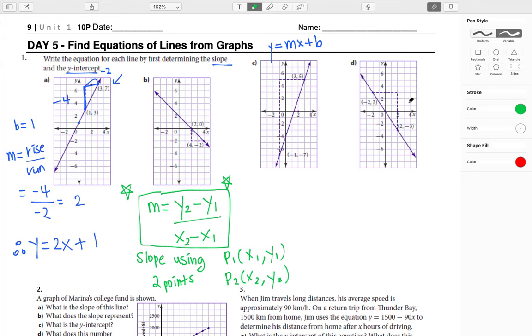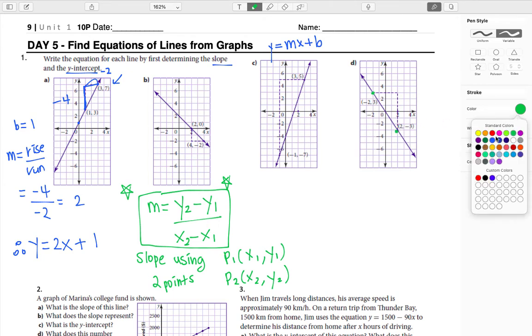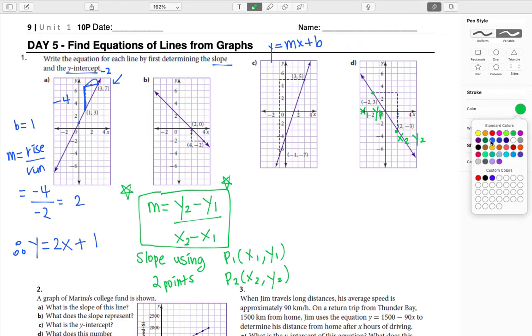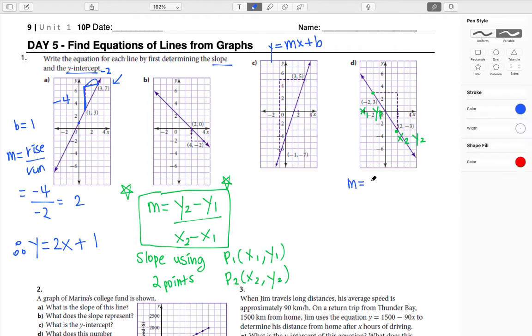So let's try an example D. So already it's given us 2 points, -2 and 3, and 2 and -3. So what I'm going to do is I'm going to label. This is going to be my point 1. So -2 is x1, and 3 is y1, and then 2 is going to be x2, this is my second point, and y2. So let's rewrite the formula. M is equal to y2 minus y1 over x2 minus x1.